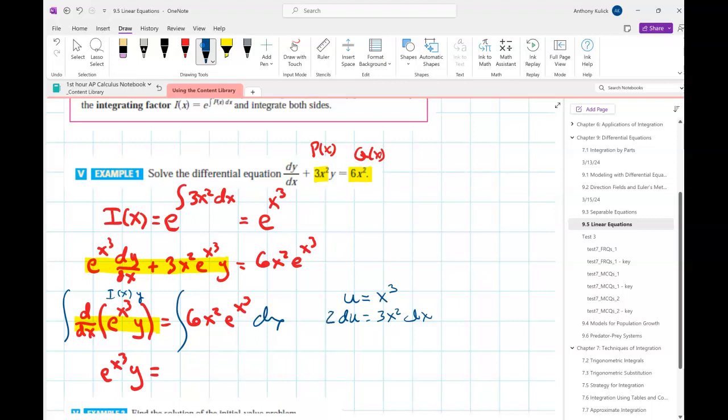and if you want, you can multiply both sides by 2. That's probably what I would do. Did you guys see that? It's okay. So when I do, what do I have then? I just have e to the u 2 du, right? So that's going to be 2e to the x cubed, and then plus c.